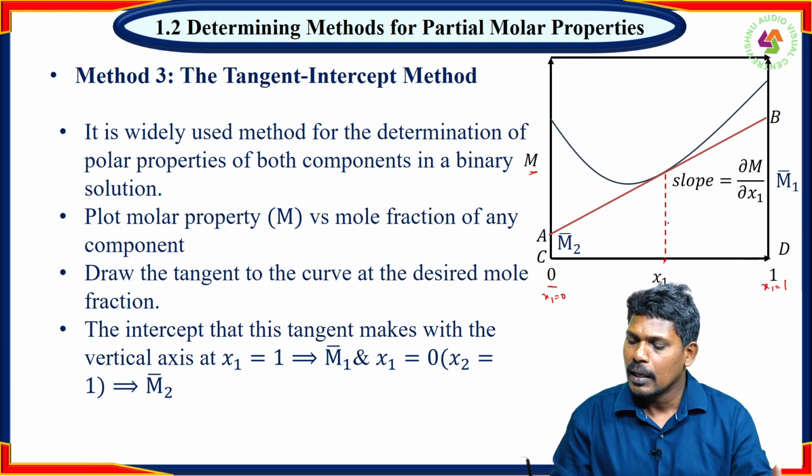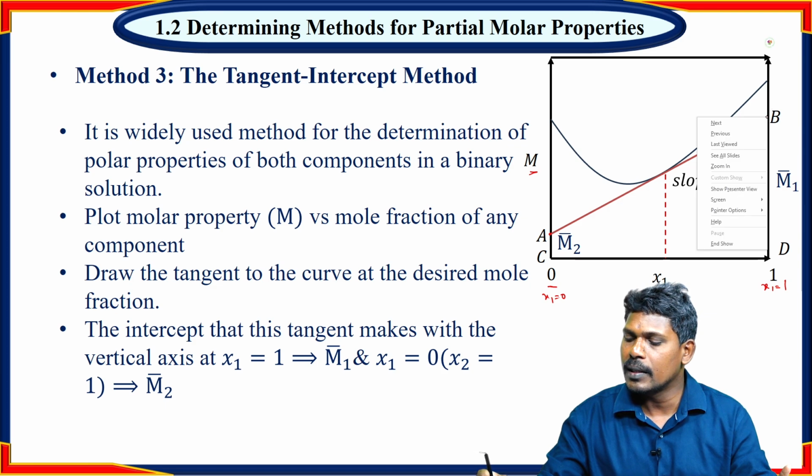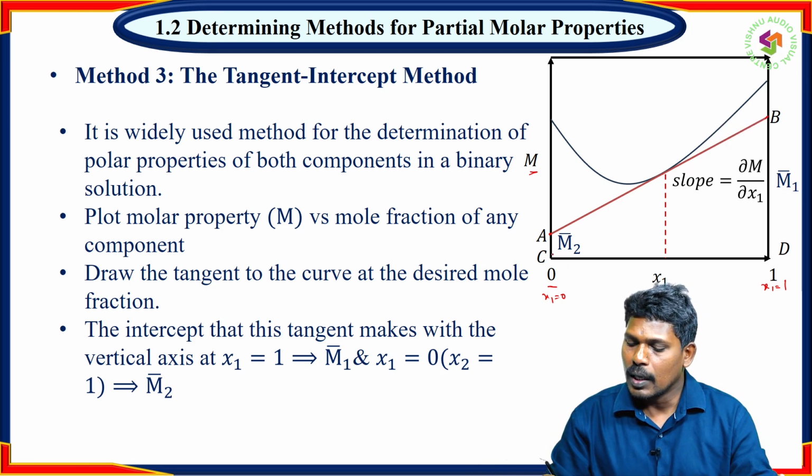Then at that point, draw a tangent perpendicular to the curve and extend the tangent. It will intersect the x-axis and y-axis on both sides. So this is A, here that is C, and that is B and D. So we have the segment AC and the segment BD.